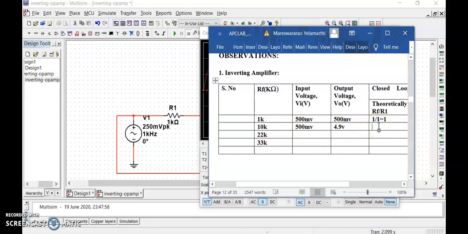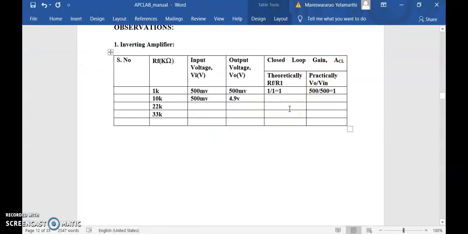Now calculate the theoretical gain value. RF value is 10 kilo ohm and RI value is 1 kilo ohm only. Now we got the gain as 10. Okay, here theoretical, now practical gain. For practical gain, what is the output voltage? That is around 5 volts.